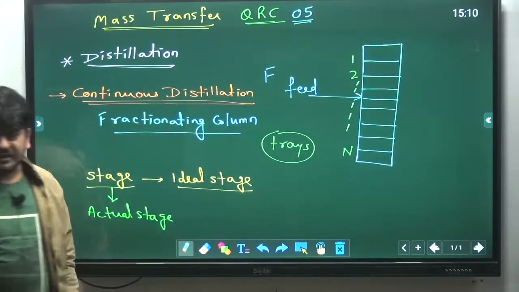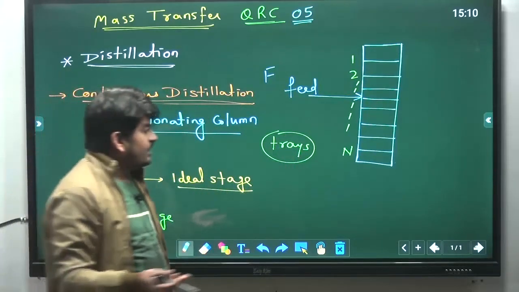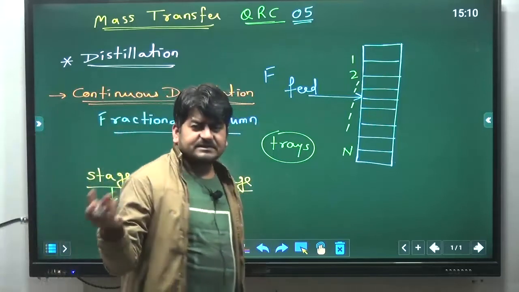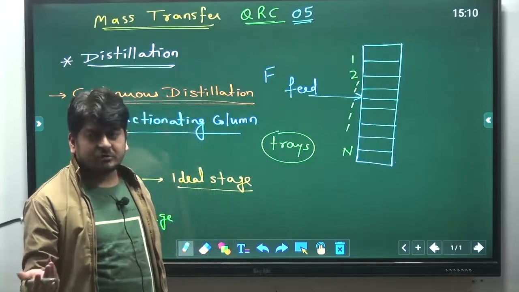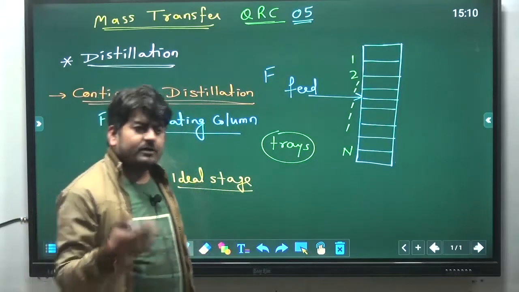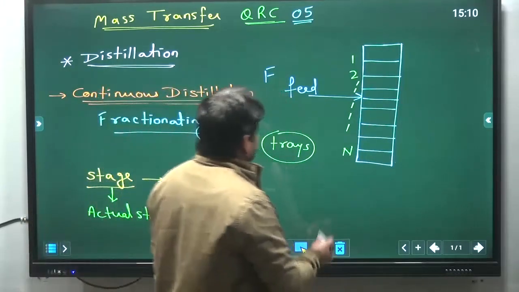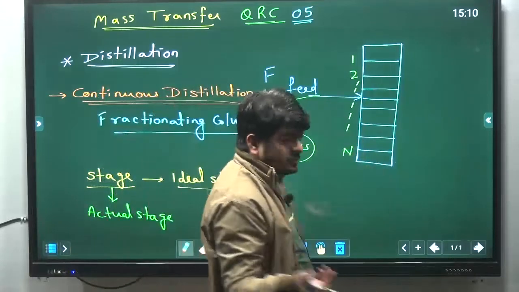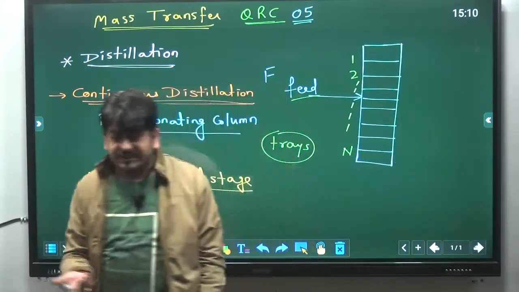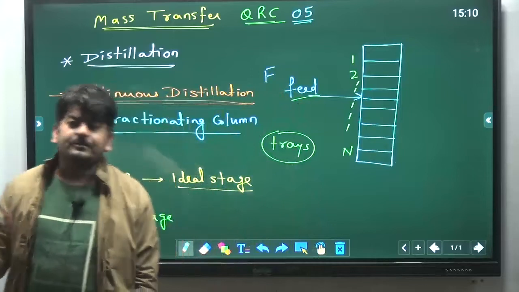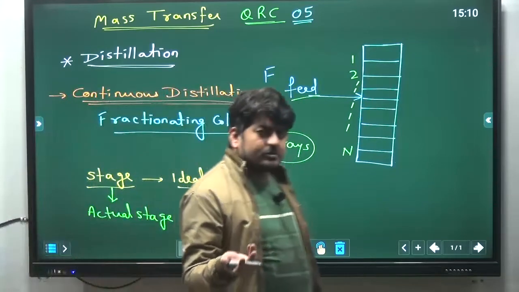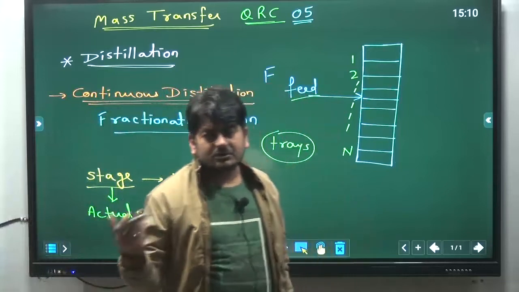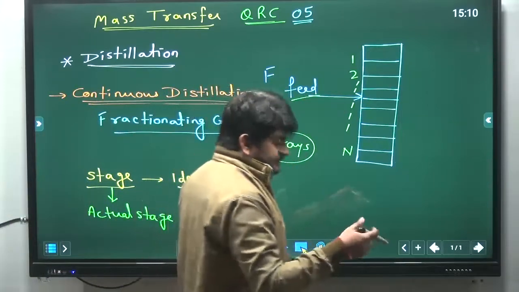How many types of trays we can use, that we will see. I hope all of you know that sieve tray is the most common one. Otherwise they can also use bubble cap tray or the valve tray. And you also know that the feed we are introducing in the column could be the subcooled liquid, saturated liquid, partially vaporized liquid, saturated vapors, or superheated vapors.